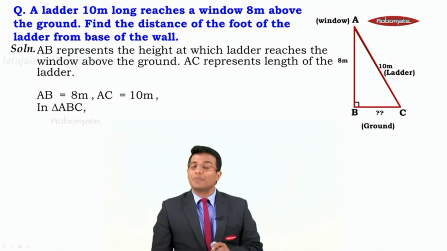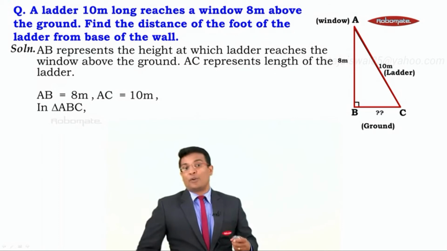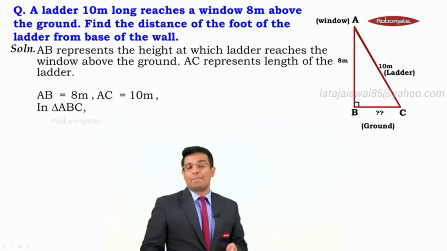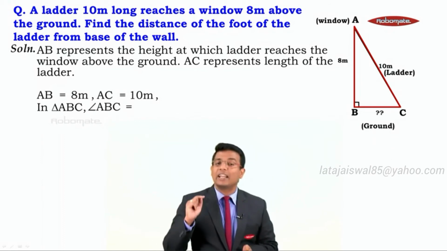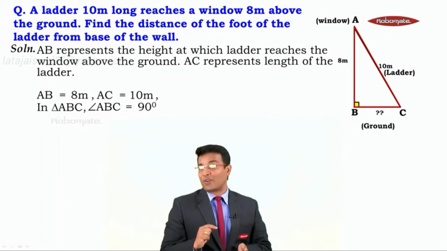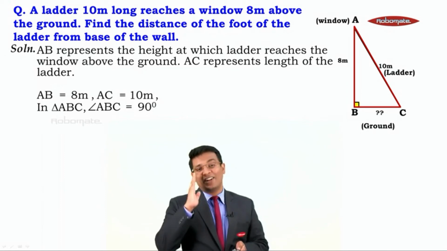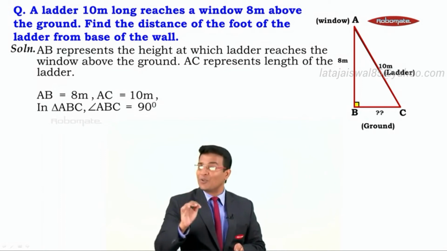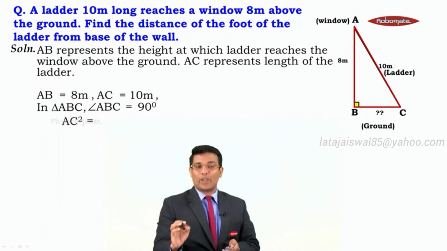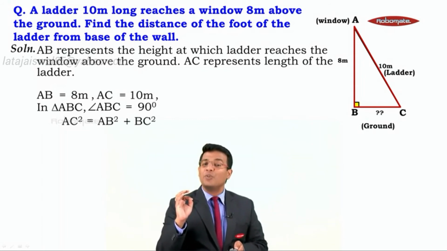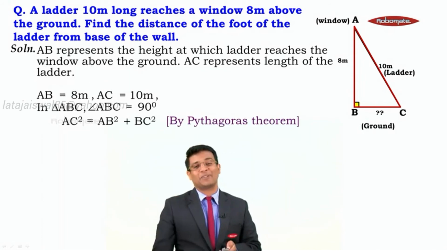Now let's solve. What are we going to apply? We are going to apply the theorem of Pythagoras. In triangle ABC, angle ABC is equal to 90 degree, because we know that a building is going to be perpendicular to the ground, that is 90 degree. So that is known to us. Now we write AC square is equal to AB square plus BC square. And the reason for that is Pythagoras theorem.